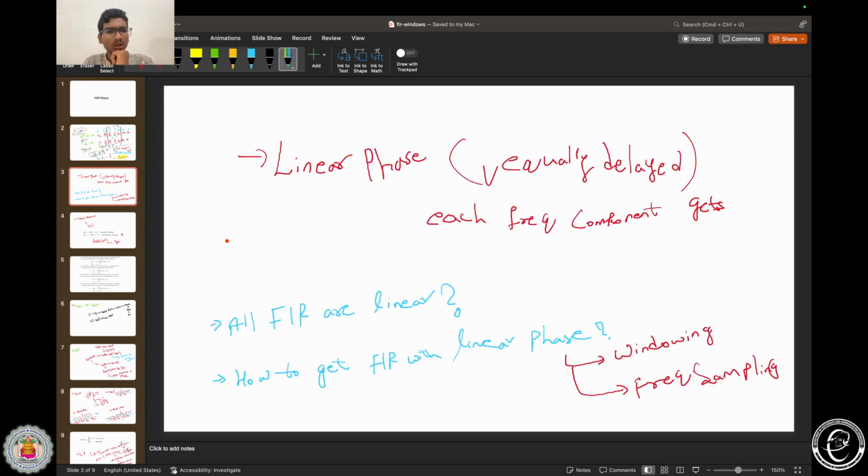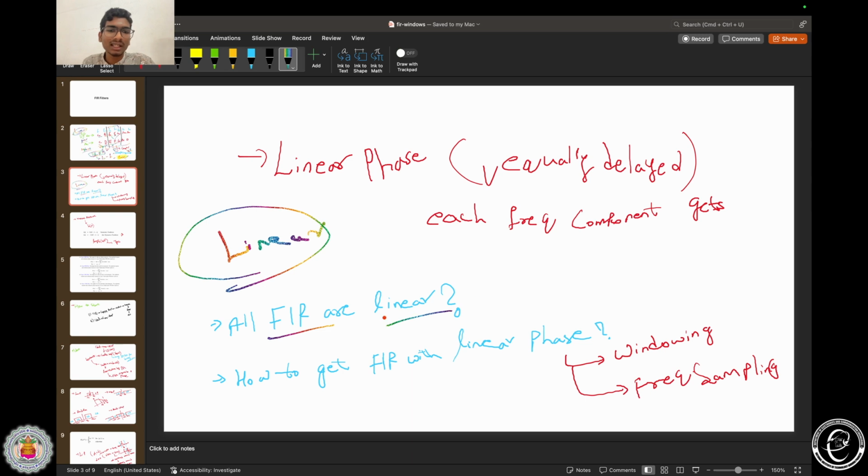So now we want a filter to have a linear phase. So what is linear phase? In linear phase, each frequency component will get delayed equally. And this raises another question: are all FIR filters linear? Pause the video and think for a while. The answer is no. FIR filters can be non-linear also.